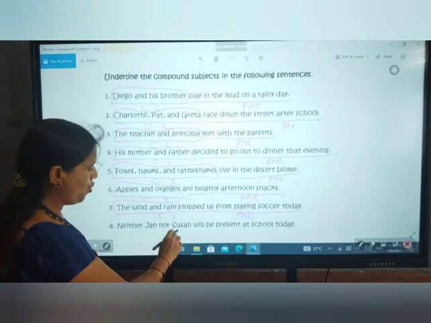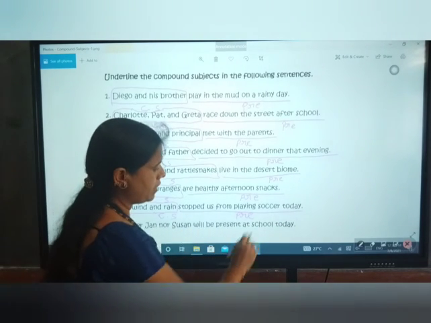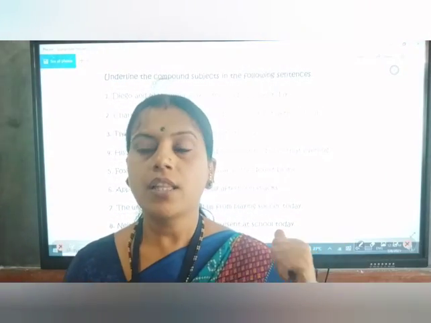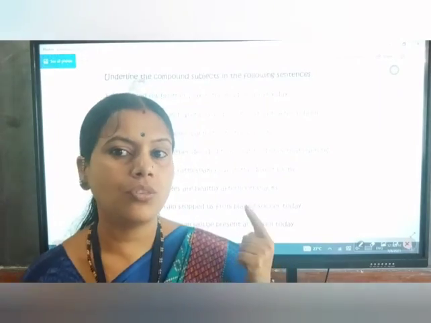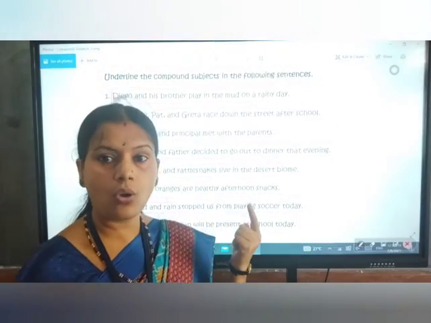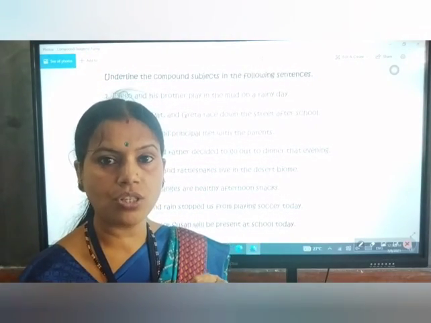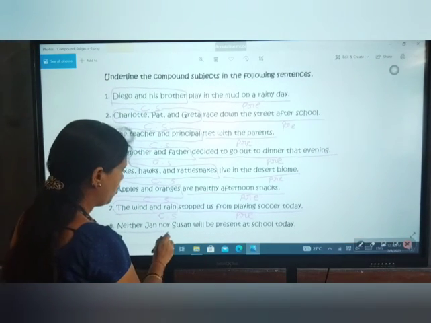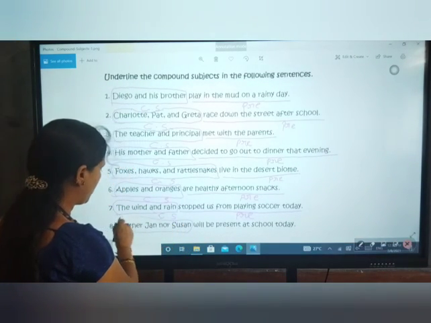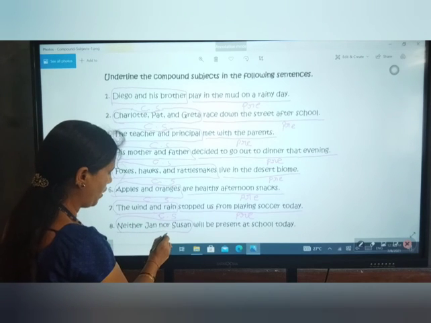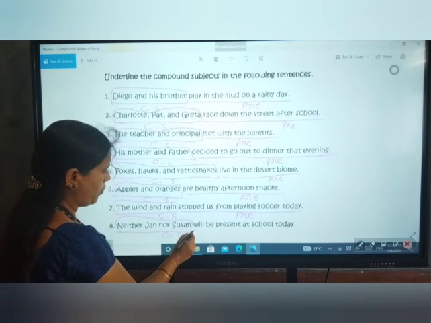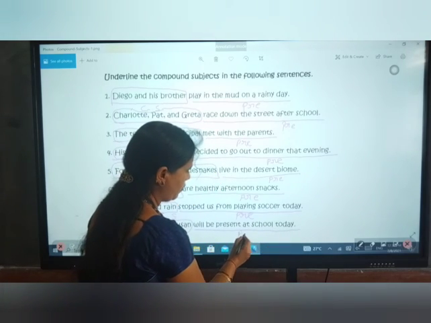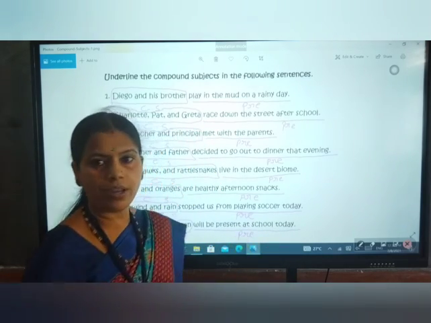neither John nor Susan will be present at school today. As I told you before going to this worksheet, the nouns are joined with joining words like or, and, conjunctions we are using there. So here neither John nor Susan. This nor is joining over here. This is compound subject. Will be present at school today, we can call this one as predicate.